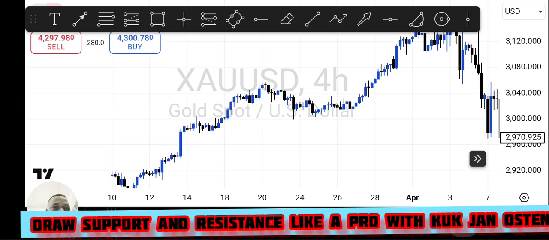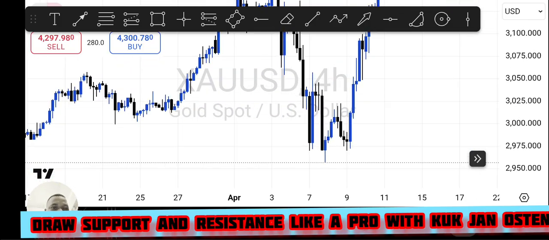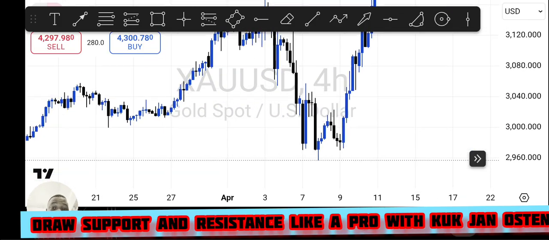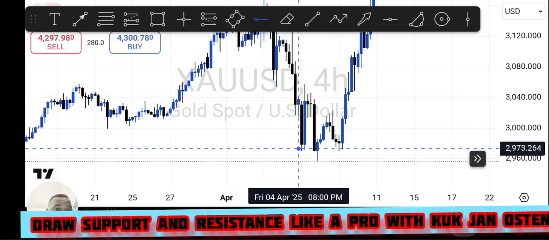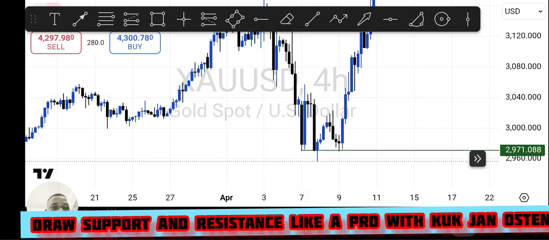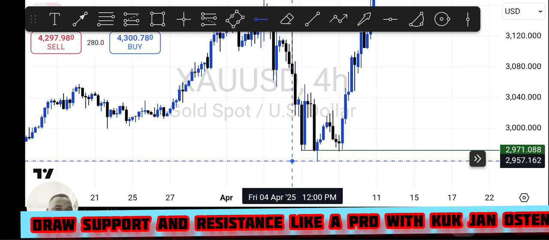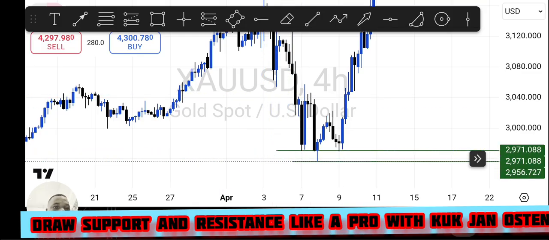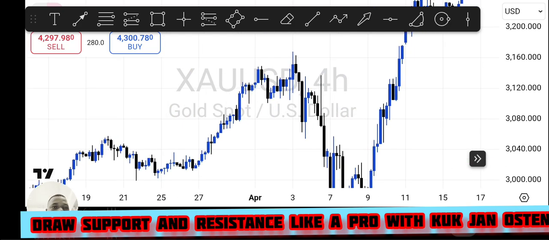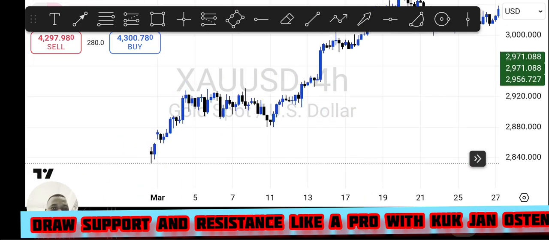So on our 4-hour chart, we can see that. I told you the 4-hour chart, the other one was a day chart. I told you to mark the wick and the body. You mark the wick, and you mark the body. So this is a wick and this is a body close. That's our support zone. Our resistance zone also, we can see it here.